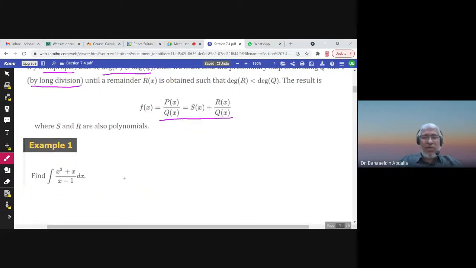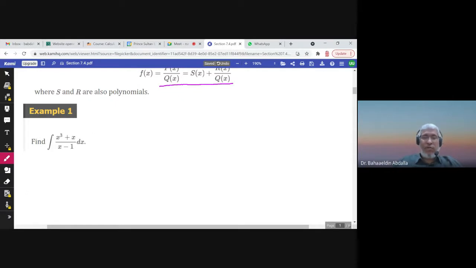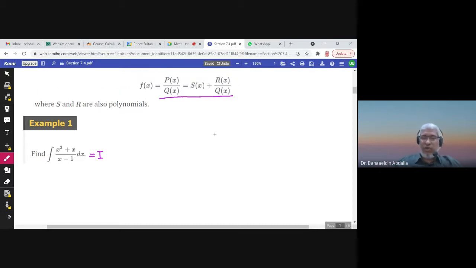Well, let us take an example. Here we have a polynomial of degree 3 greater than polynomial of degree 1. This is a rational function, and it's an improper rational function. So we need to use long division. Let me remind you with long division. We write x cube plus x. We divide this by x minus 1.